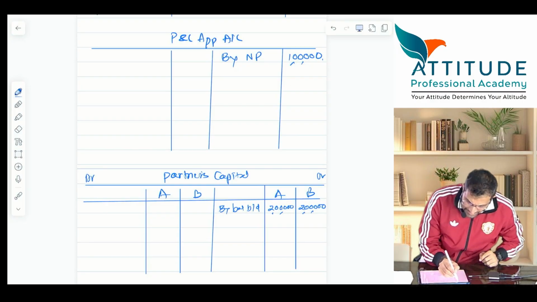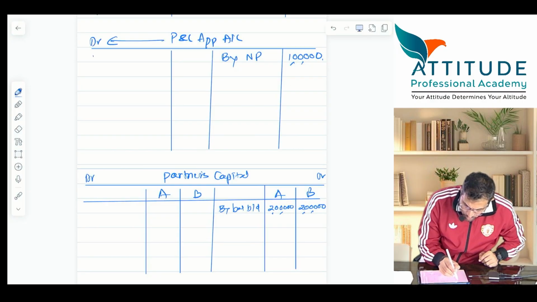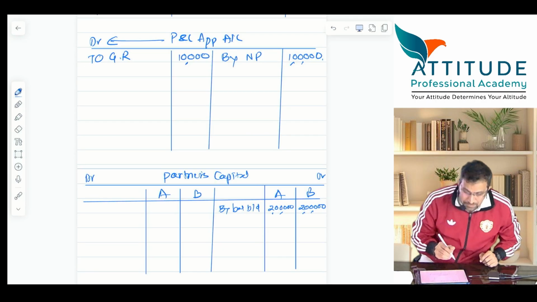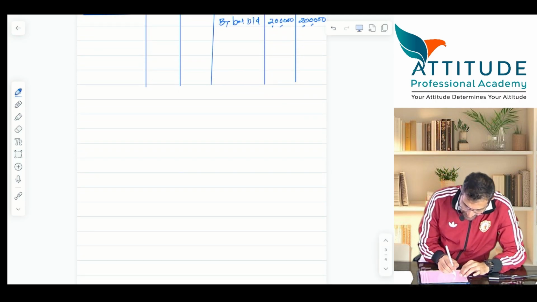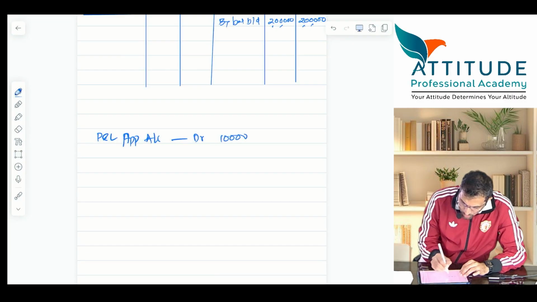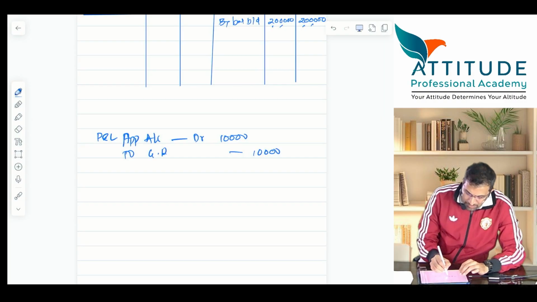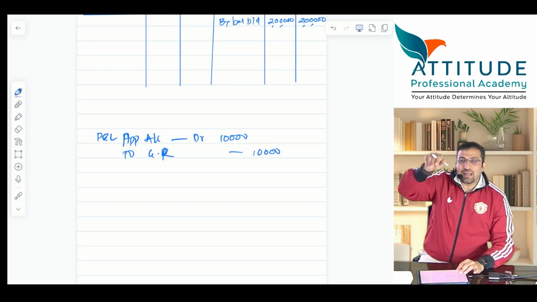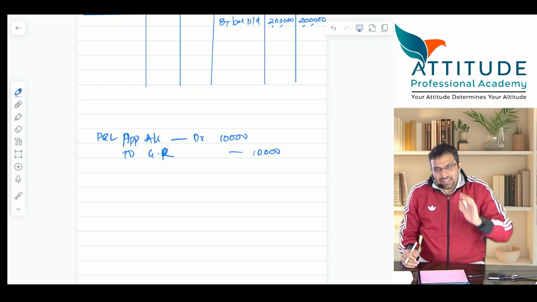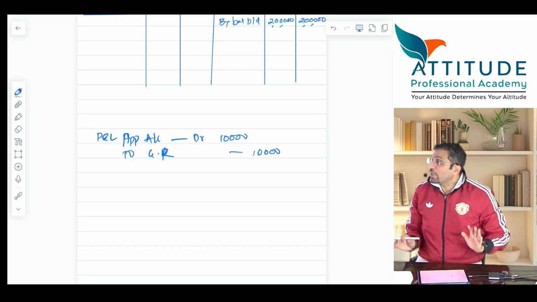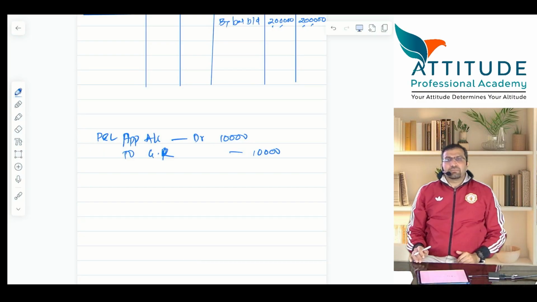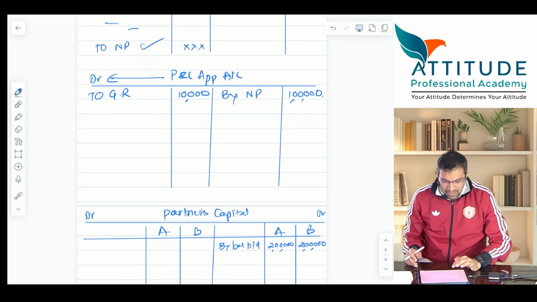Entry is P&L appropriation account debit to general reserve. How much? 10,000. So journal entry आ गया. Profit and loss appropriation account, debit 10,000 to general reserve 10,000. And this general reserve will be shown in the balance sheet, on the liability side, below your capital, it is a part of capital only. Right now you are not distributing it, you are keeping it as a reserve. समझ में आया? So tell me the first entry.